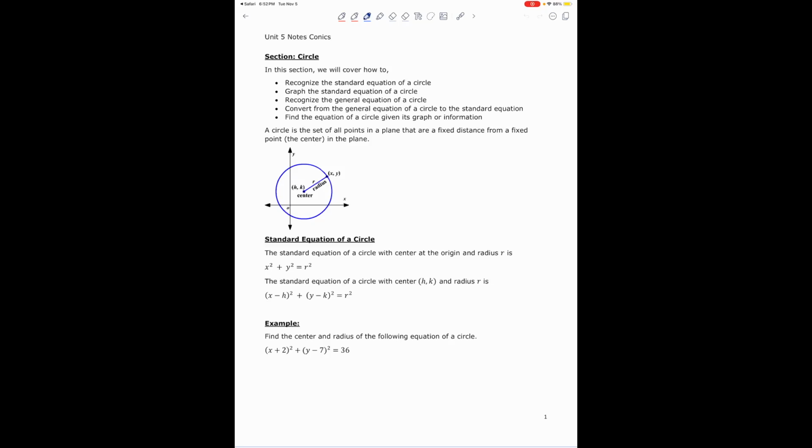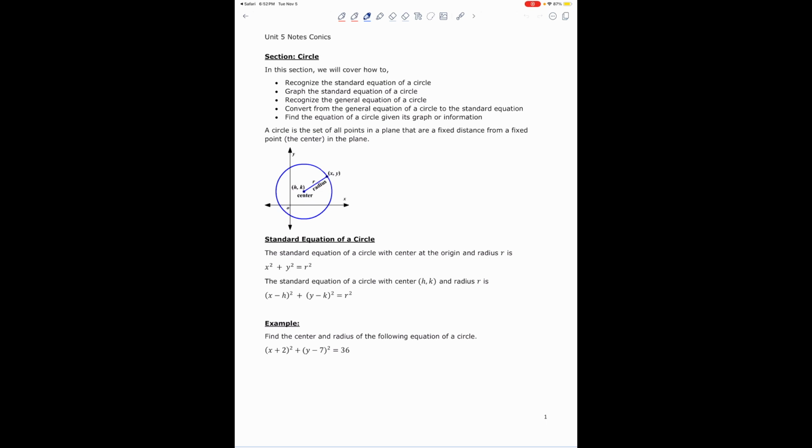Unit 5, Section Circle. In this section, we will cover how to recognize the standard equation of a circle, graph the standard equation of a circle, recognize the general equation of a circle, convert from the general equation of a circle to the standard equation, and find the equation of a circle given its graph or information.